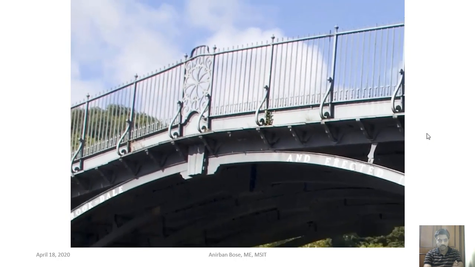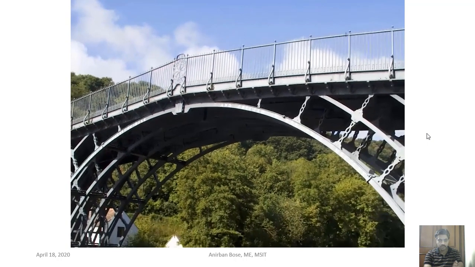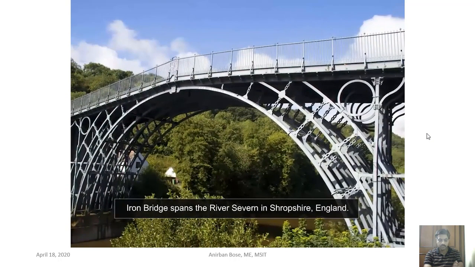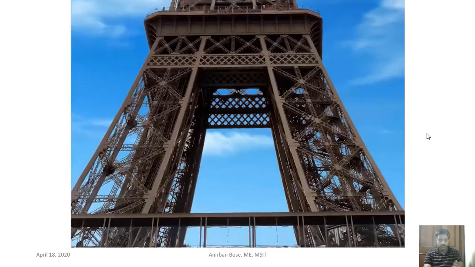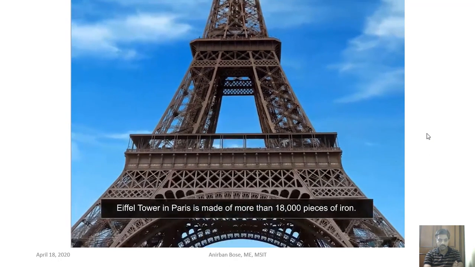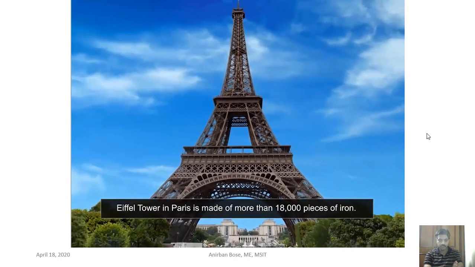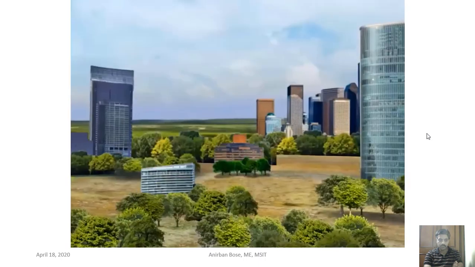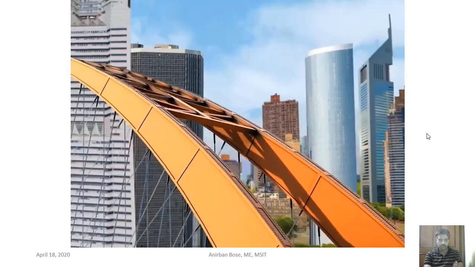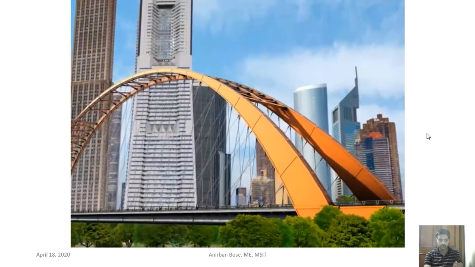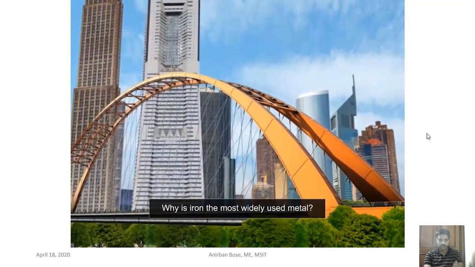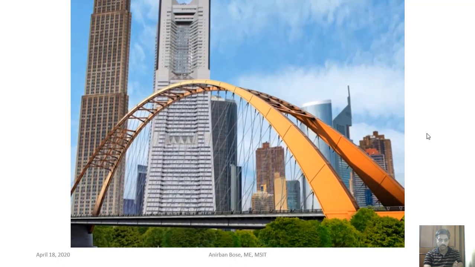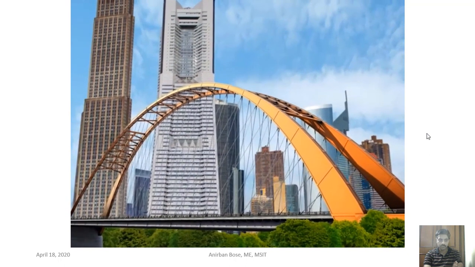Did you know the world's first ever metal bridge to be built was the Iron Bridge? It spans the River Severn in Shropshire, England. And that the Eiffel Tower in Paris is made of more than 18,000 pieces of iron? Every day we come across innumerable objects, from nails to skyscrapers to bridges, which are made of iron or have iron as an essential component. Why is iron the most widely used metal? The main reason is that it is strong and relatively inexpensive.